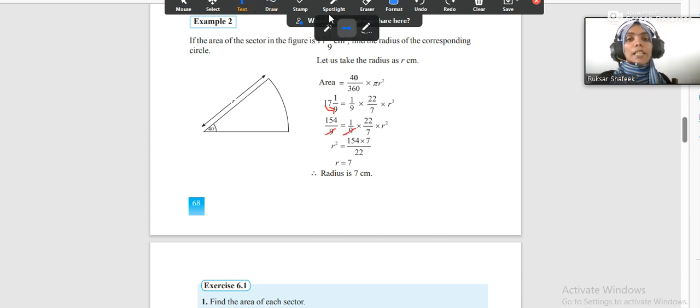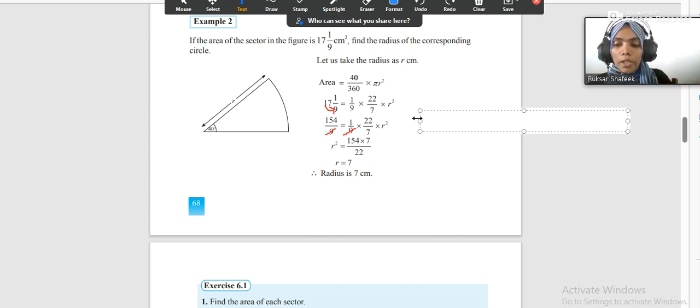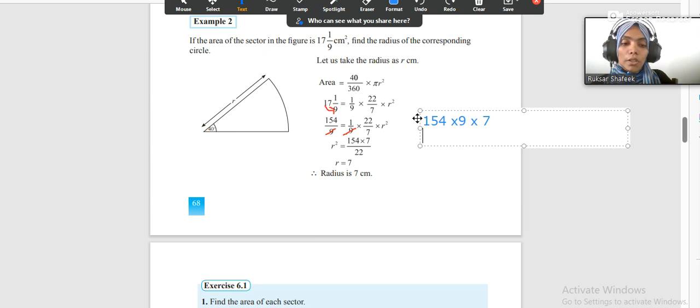Why we can do that is because to make the subject r squared, we have 154. We take the denominators to the other side as the numerators. So basically it's divided by 9 and 7, but when it goes to the other side, it becomes multiplied by 9 and 7. So that's why it's 154 times 9 times 7 over, we already had a 9 for 154 over 9. So we write that 9 down, and the 22, which is a numerator, comes down as a denominator. So that's how this works.